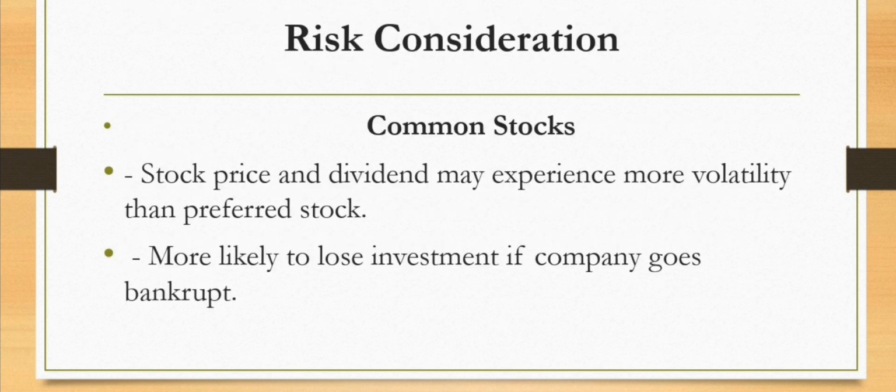So these are the risk considerations. For common stocks, price and dividends may experience more volatility than preferred stocks. Common stockholders are also more likely to lose their investment if the company goes bankrupt.